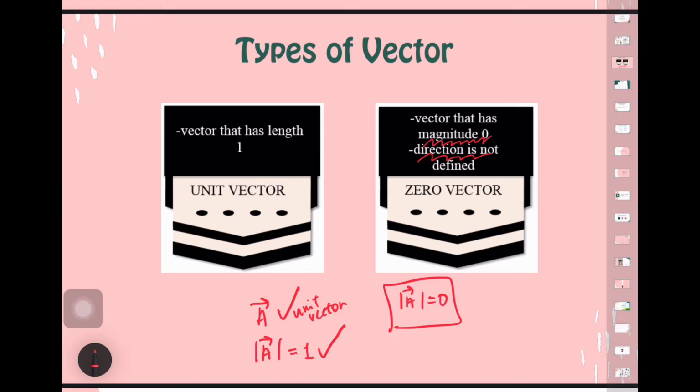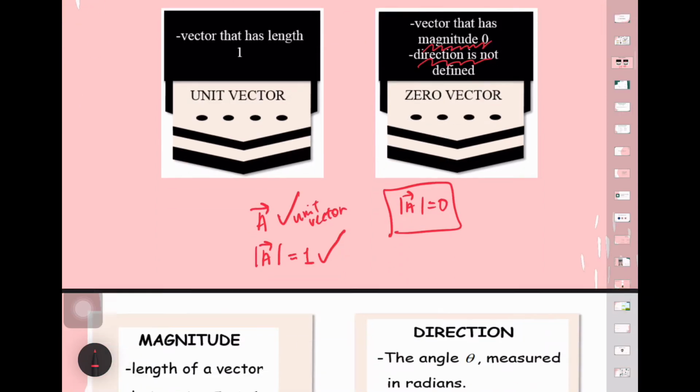Okay, so kita ada 4 types of vector. The first one is equal vector, di mana kedua-dua vector mempunyai magnitude dan direction yang sama. Dan kita ada negative vector, di mana vektor tu kedua-duanya mempunyai magnitude yang sama tetapi direction yang bertentangan. Okay. Lepas tu kita ada unit vector, di mana vektor yang mempunyai magnitude ataupun length equal to 1. Dan kita ada zero vector, di mana vektor yang mempunyai magnitude equal to 0. Okay, so ini adalah type of vector yang awak kena tahu.